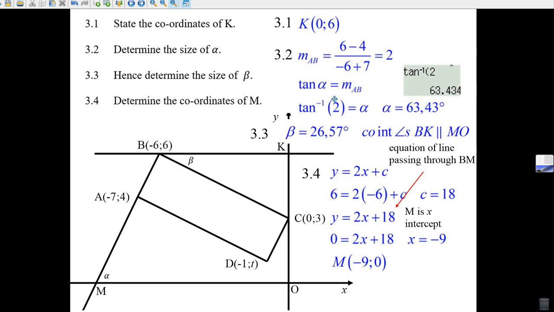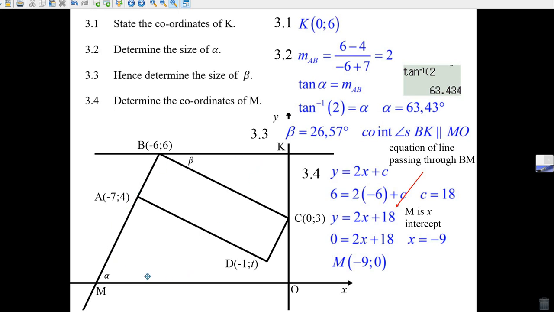And now the next question is kind of tricky. Well, it's not so tricky, really, because it says, hence, determine the size of angle beta here. Well, I got this angle down here. How am I supposed to get this angle? Well, they told us that BK is parallel to MO.